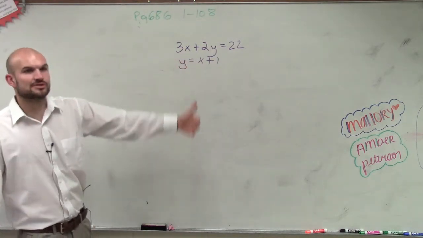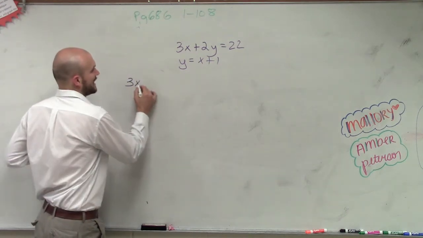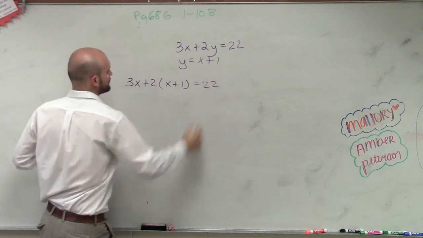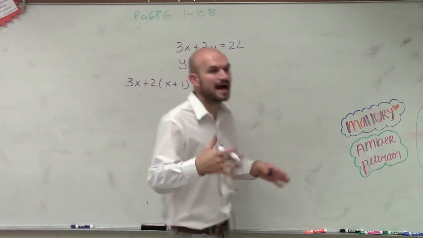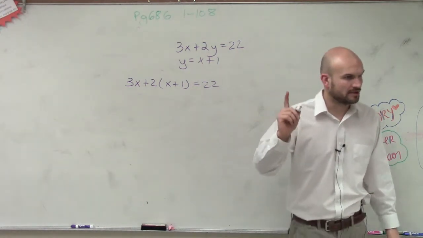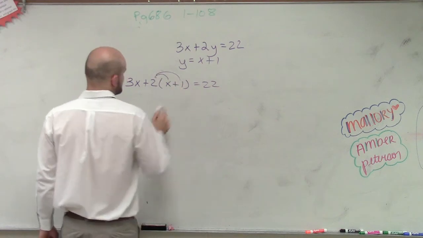So we can now substitute in what y equals into the other equation. So I could say 3x plus 2 times x plus 1 equals 22. And the reason why this is helpful is that now I created an equation that only has one variable. And we know how to solve an equation with one variable. So the first thing is we simplify.